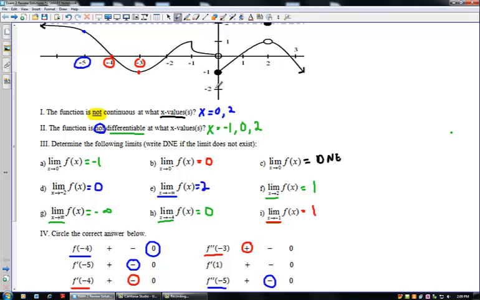And then finally, f prime of 1. So here's 1. And I'm up here on this part of my graph. And so f prime of 1, since it's going up, it's increasing, the derivative will be positive.